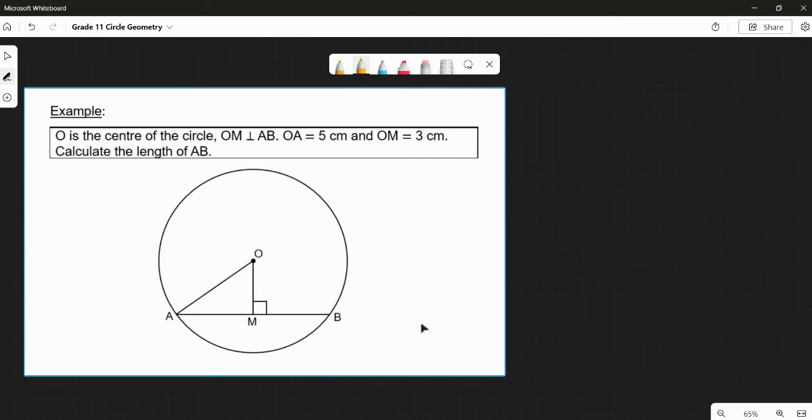So this example says O is the center of the circle, OM is perpendicular to AB. And the length of OA is 5 centimeters and OM is 3 centimeters. Then we are required to calculate the length of AB. All right. So let's see, what are we given again?